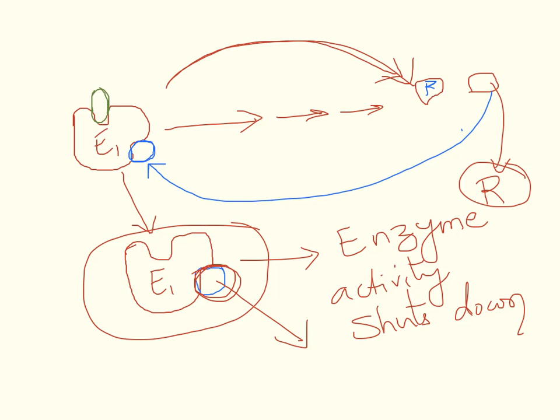When the biological system does not need these regulator molecules, some of them bind to the enzyme and this catalysis is shut down. So depending on the requirement of the biological system, the enzyme catalysis either goes forward or it is shut down. This is known as feedback control.